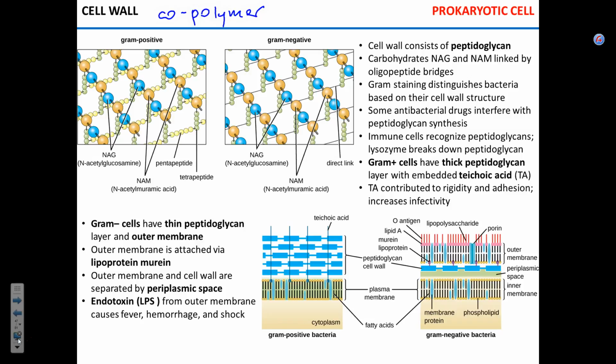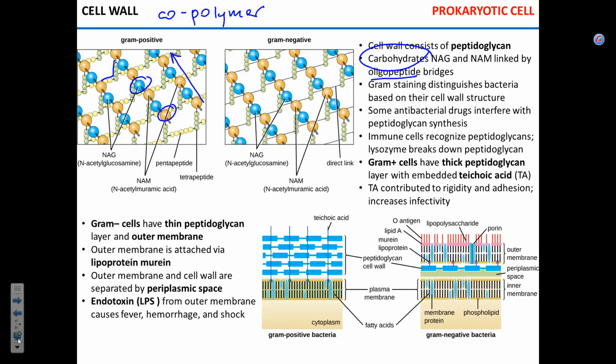Those building blocks are carbohydrates and peptides, right? So you can see on this illustration the carbohydrates shown as large blue and beige spheres, okay? So these two molecules, N-acetylglucosamine and N-acetylmuramic acid, form long chains of polysaccharides. Does that make sense to you? These long chains of polysaccharides are connected to each other by oligopeptides.